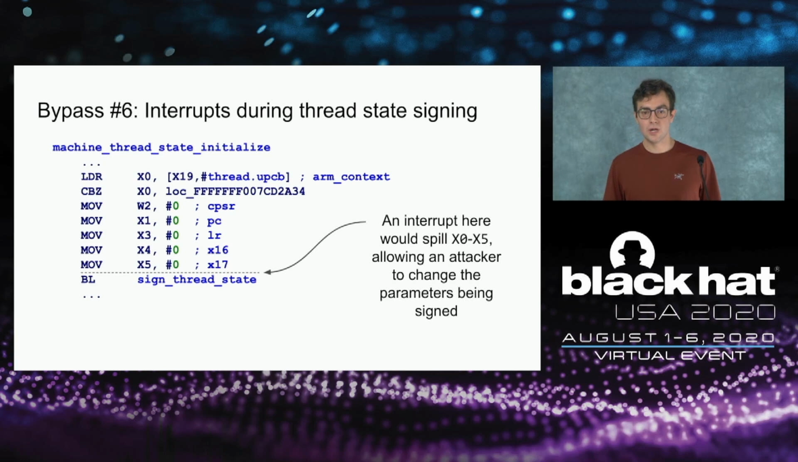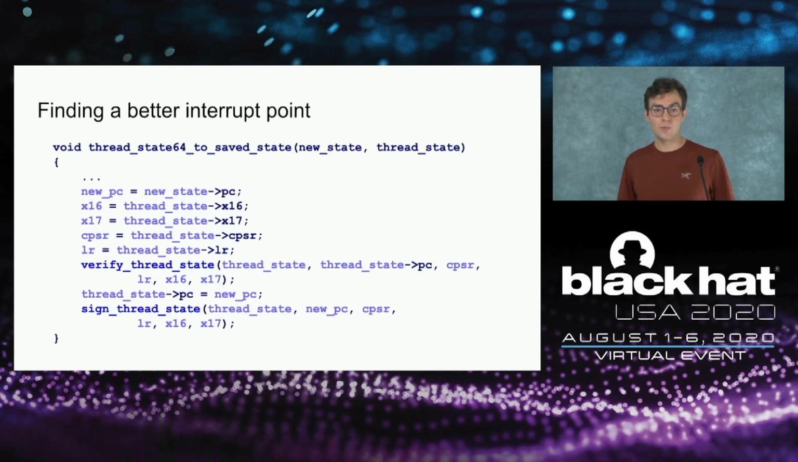Now, for a couple of complicated reasons, it wasn't actually easy to trigger this issue right here. So I started searching for other places that sign thread state was called where it might be easier. I eventually ran across this function, thread state 64 to saved state. This function is the implementation of the user system call thread set state, which is responsible for setting the registers in a user space thread. Imagine that a user space process has created a new thread, and it wants to set the values of all of the registers in that thread. So this is the actual implementation of thread set state in the kernel.